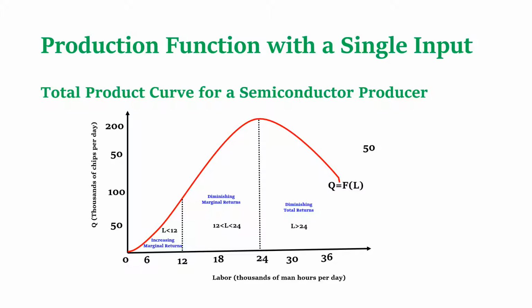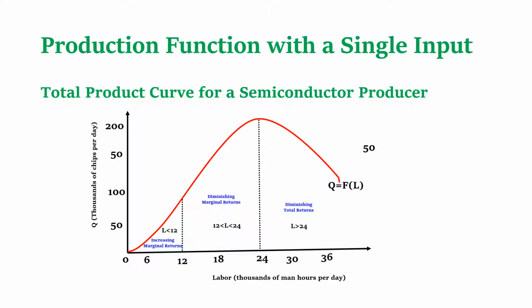Diminishing total returns occur because of the fixed size of the fabricating plant. If the quantity of labor used becomes too large, what will happen? Workers don't have enough space to work effectively. So beyond 24, you have a lot of workers lying idle. They have nothing to do. So what happens here? Total product is going to decline.